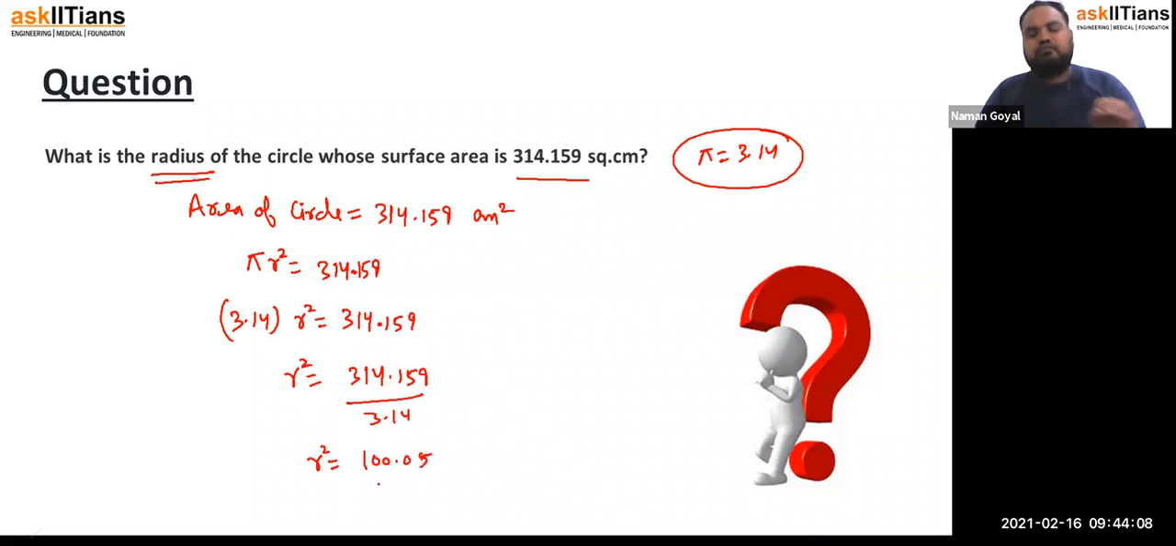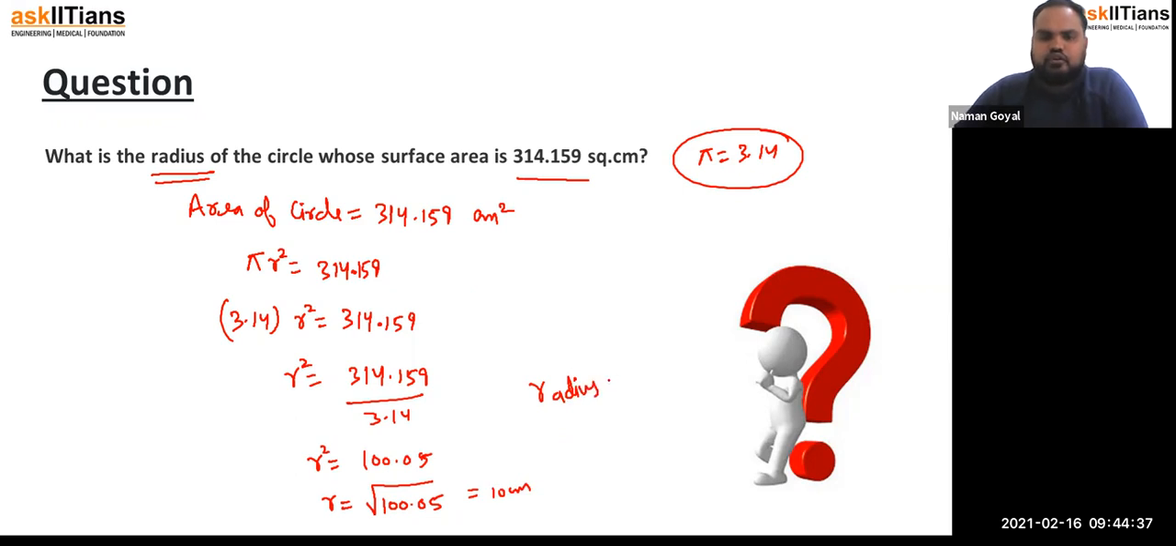You got 100.05. You can take that r square as 100, right? So the value of r is what? Under the root of 100.05. Basically, 0.05 is a very small quantity, so you can neglect that and write the root of 100 here. So the value of radius is 10 centimeter. So we can say that the radius of the required circle is what? 10 centimeter, isn't it? So this is our required answer.